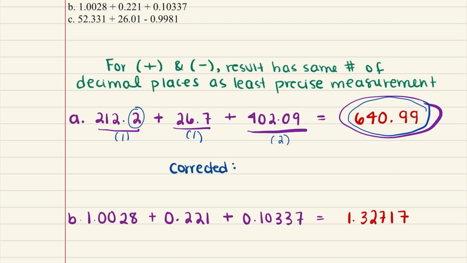That means that the number that we're going to remove is this 9. Now this 9 is greater than 5, which means the effect it has on rounding is that the preceding digit will increase by 1. And when we do this, we'll actually be writing 641.0. So that is how we round this number appropriately to the correct number of significant figures based off of our addition and subtraction rules.